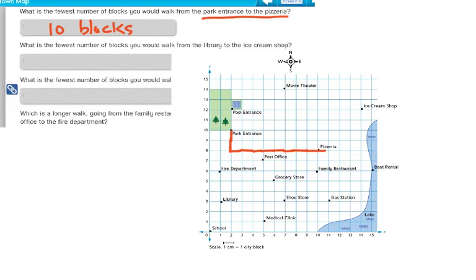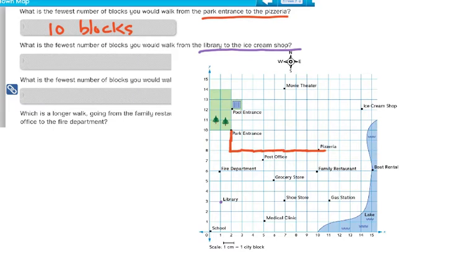Second one. What is the fewest number of blocks you would walk from the library to the ice cream shop? So locate the library, locate the ice cream shop, pause your video, and find out how many blocks he would have to walk. Remember, these are city blocks, so he wouldn't cut across. He would go right along the blue lines. Make sure you pause your video and do what is expected.